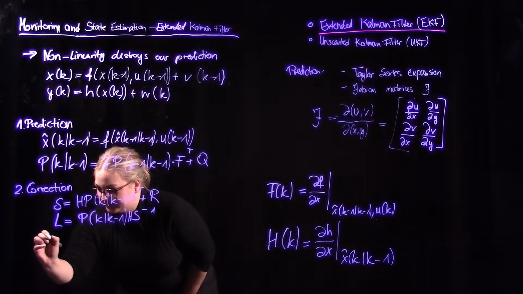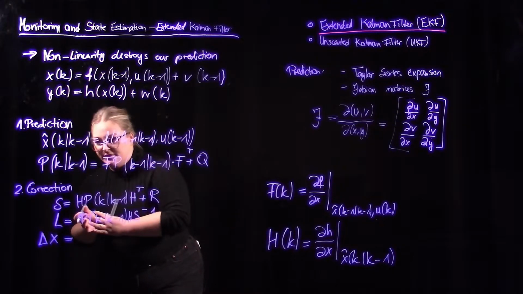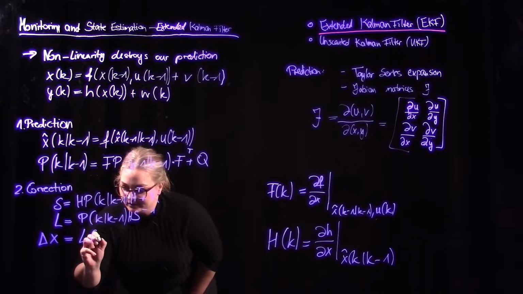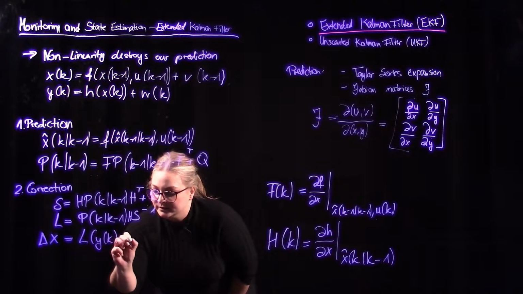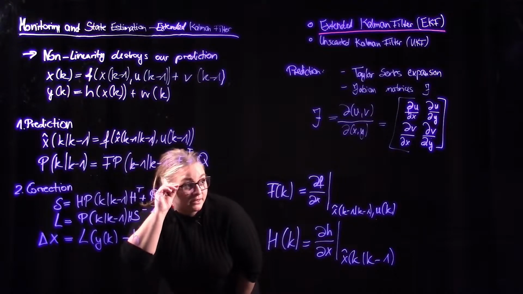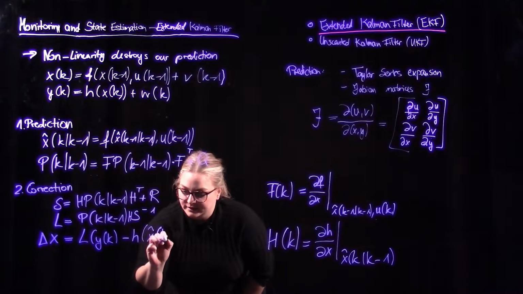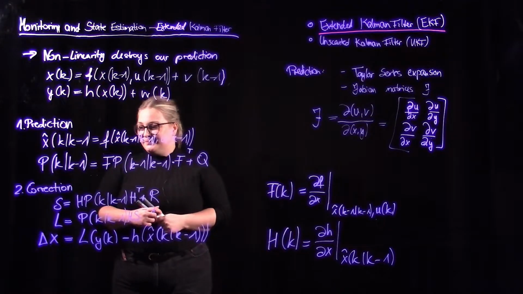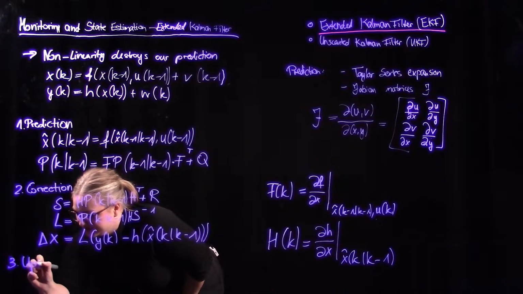So once we have our Kalman gain, we can again calculate delta x, the difference between our first estimated value and the corrected value, which is our Kalman gain for y at k minus h, our observation matrix, for x at k minus 1. So once we have our correction, we can again calculate our update.